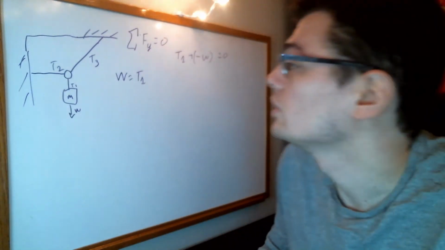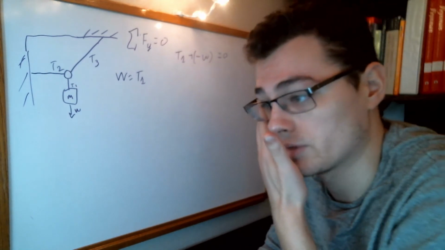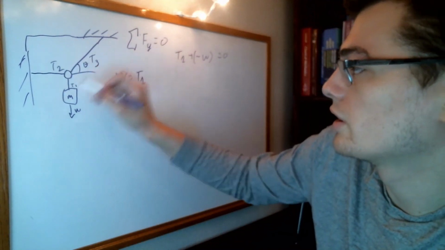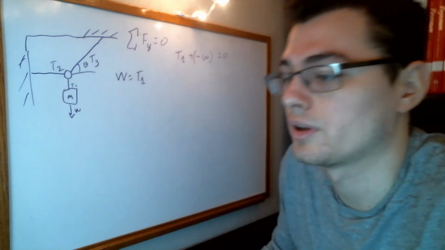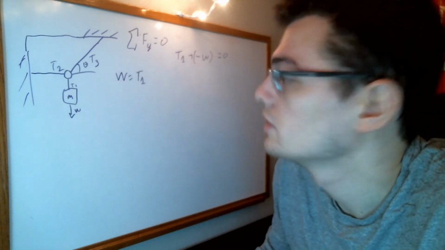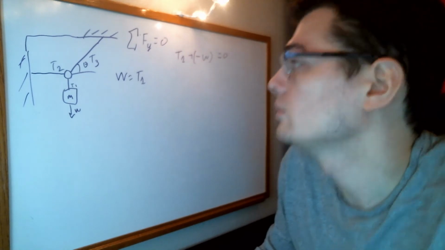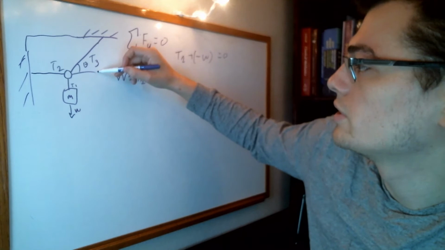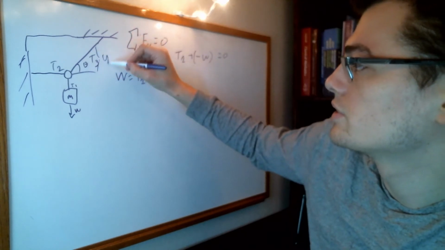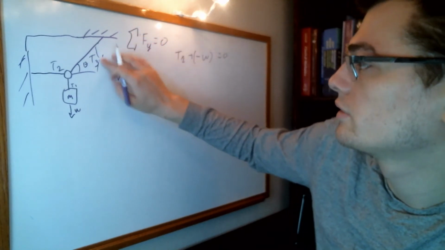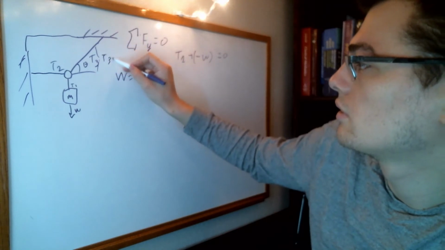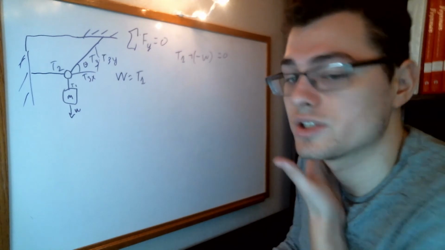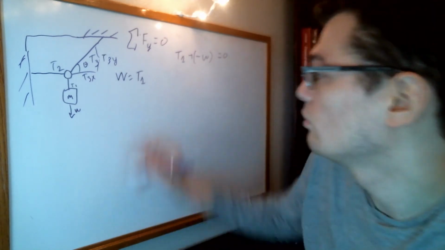Okay, so next up, one thing that we have to do is that when we're splitting this into its components, this is going to be theta. This is going to be aligned with the negative axis. One thing that we can immediately know is that when we break this down into components here, there's going to be a component here. This is going to be T3y and T3x.